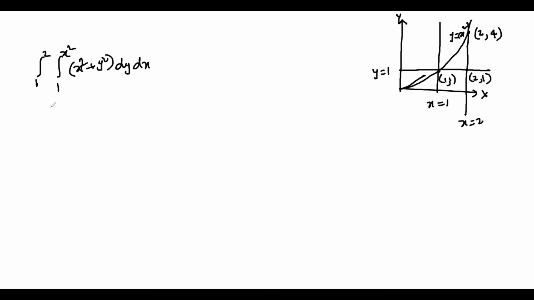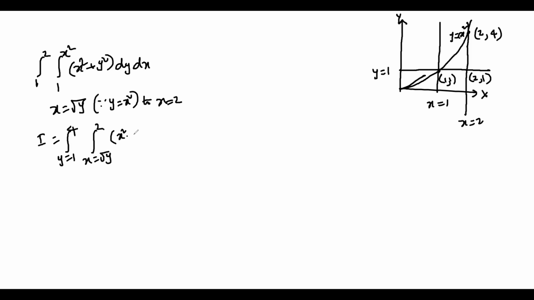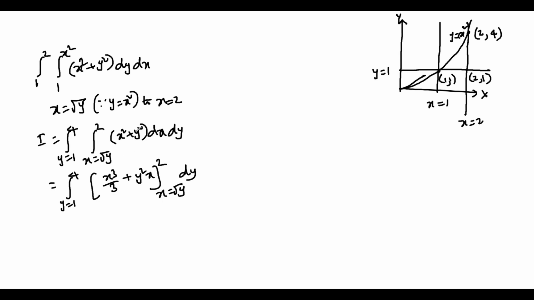Now x is equal to square root of y, since y is equal to x square. Now I is equal to integral y is equal to 1 to 4, integral x is equal to square root y to 2, x square plus y square into dx dy. That is equal to integral y is equal to 1 to 4, x cube by 3 plus y square x, x is equal to square root y to 2, into dy. Directly we are solving.